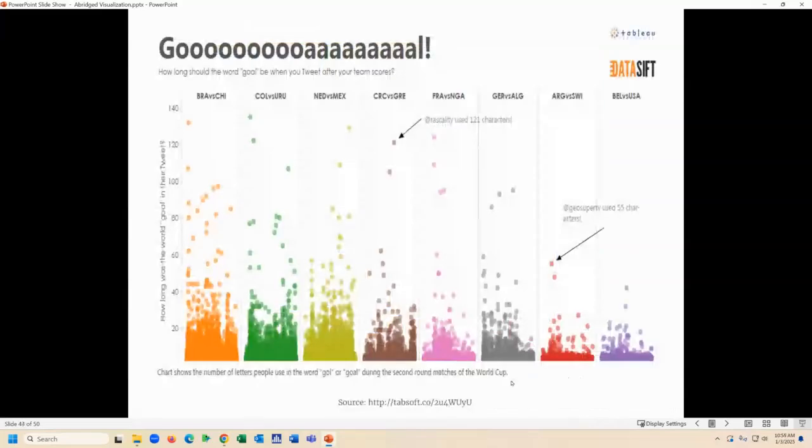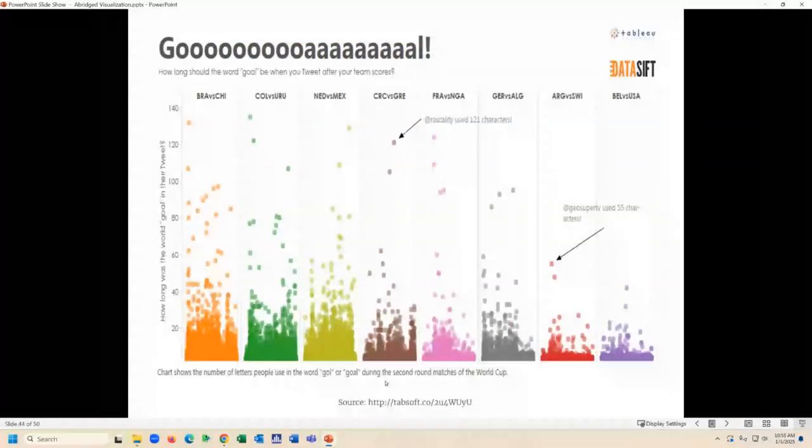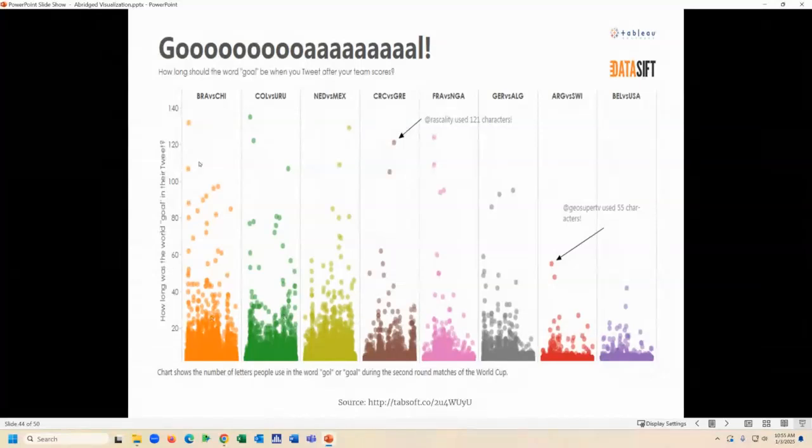Showing the number of letters people use in the word goal. This was during the second round matches of the World Cup in 2014, I believe. And so in different matches, you'll see for each of the goals how long was the word goal in their tweets.